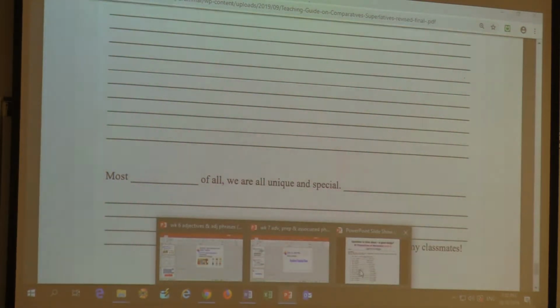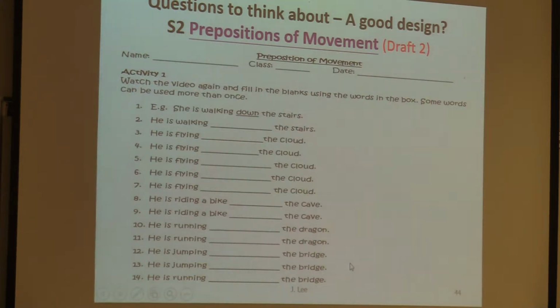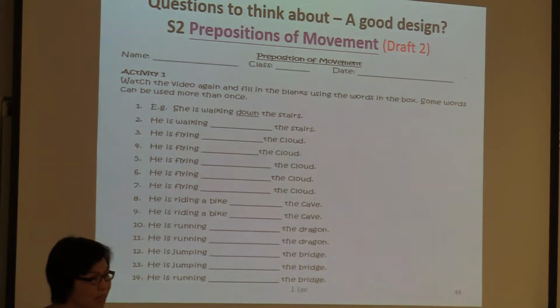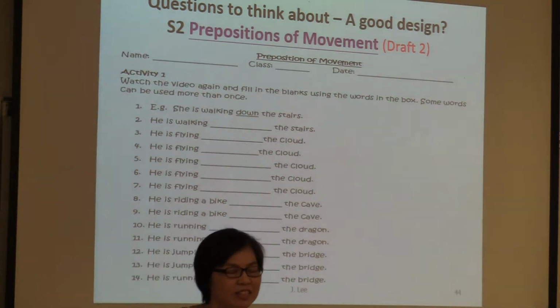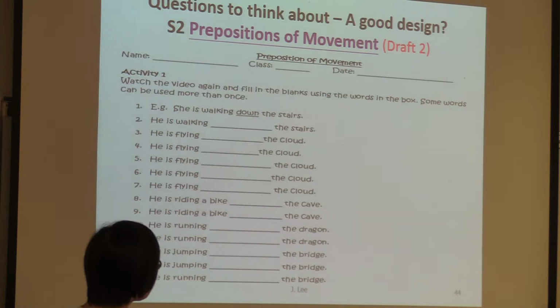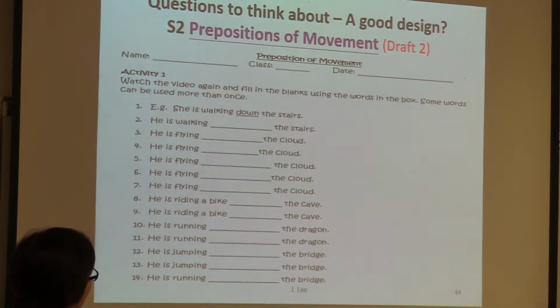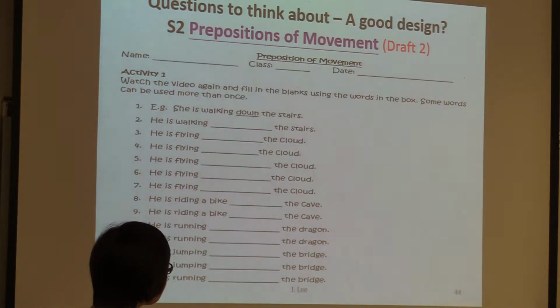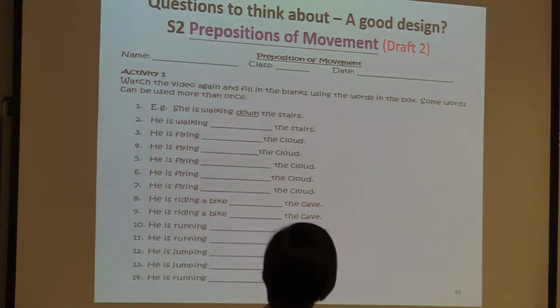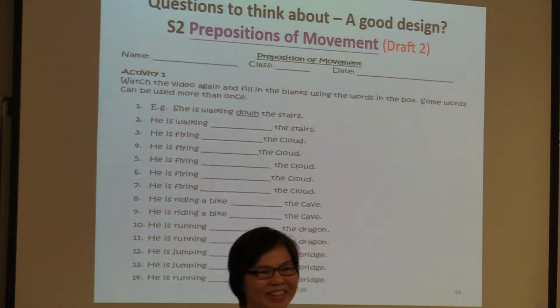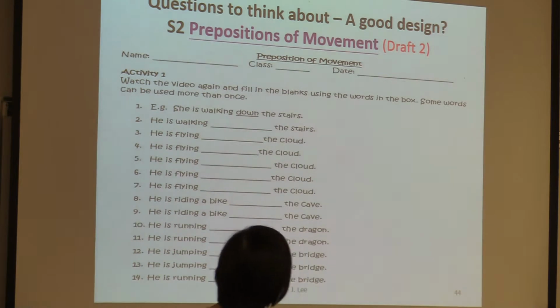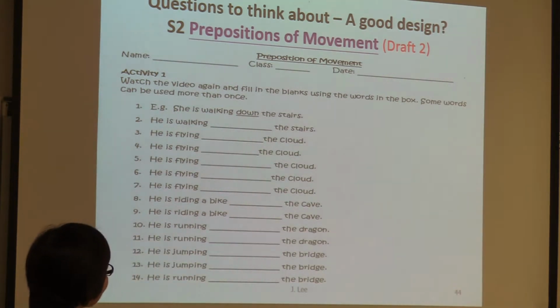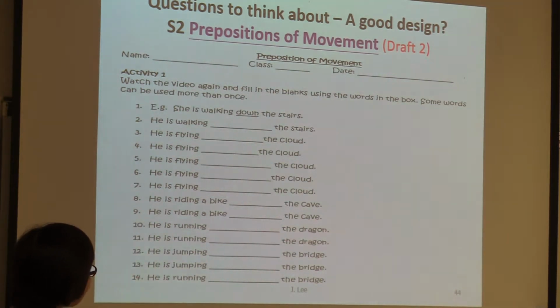Then back to the worksheet here. What do you think about this worksheet? So the video shows, okay, does it show the meanings clearly? Yes, I think so. Then how about this worksheet? Fill in the blanks using the words in the box. Some words can be used more than once. She's walking down the stairs. Then he's walking. She's flying what? He's flying the cloud.